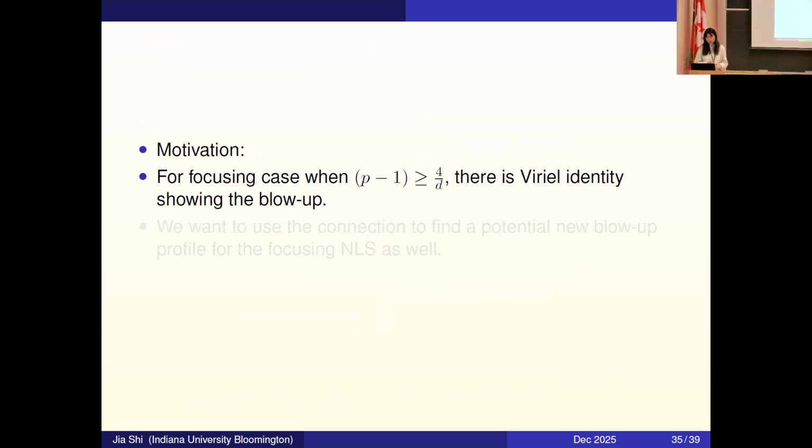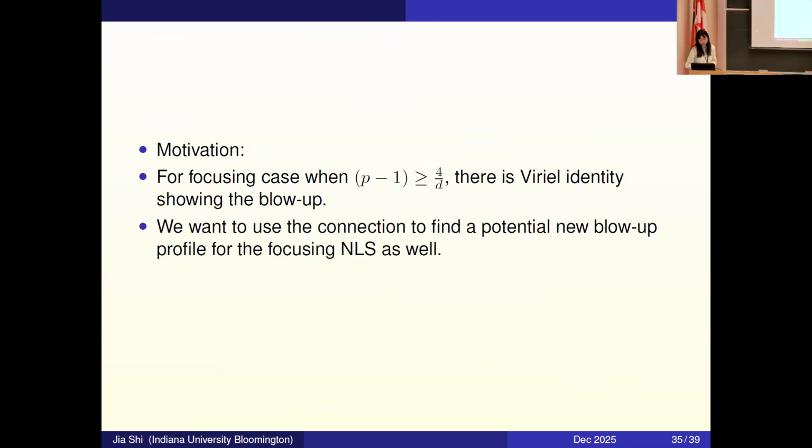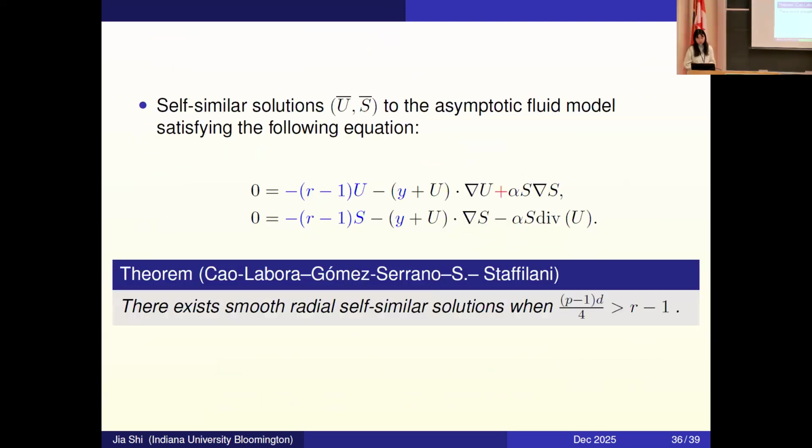The motivation, of course, for the focusing case, when you are in the mass critical and mass supercritical case, is that there's a virial identity showing the blow up. But we want to show if there's a connection to find the potential blow up for the focusing case through this fluid equation. So what we have already done is we studied this fluid equation and found the self-similar solution for it. So just neglect the forcing term and find the phase portrait, and this is radially symmetric. This is an ODE system and you can solve it. As long as this parameter satisfies this condition, you have the C-infinity smooth self-similar solutions.